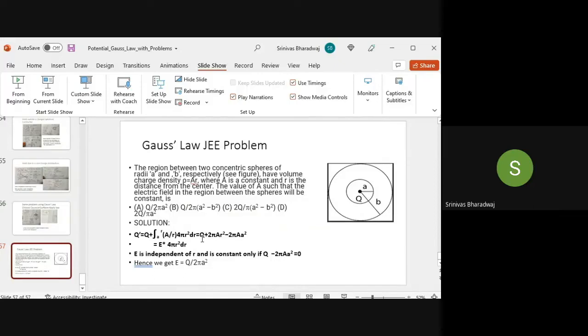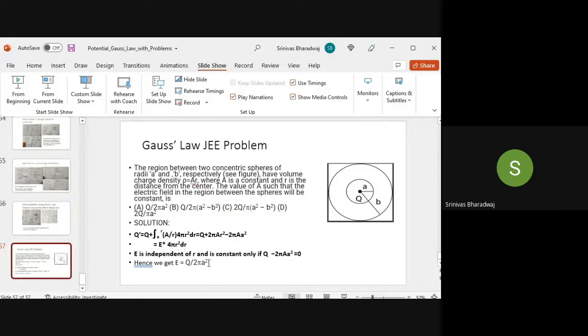That becomes Q plus 2 pi A R square minus 2 pi A A square, right? That is equal to E dot dA, and E dot dA is E times 4 pi R square. That is equal to this. So now, Q minus 2 pi A times A square will equal 0. Therefore, E will equal Q by 2 pi A square. Okay, so that's how you evaluate it.